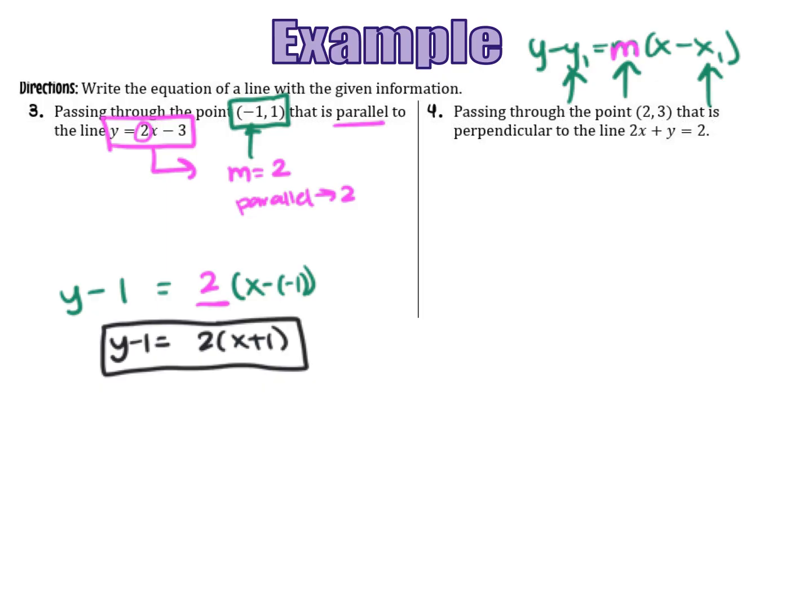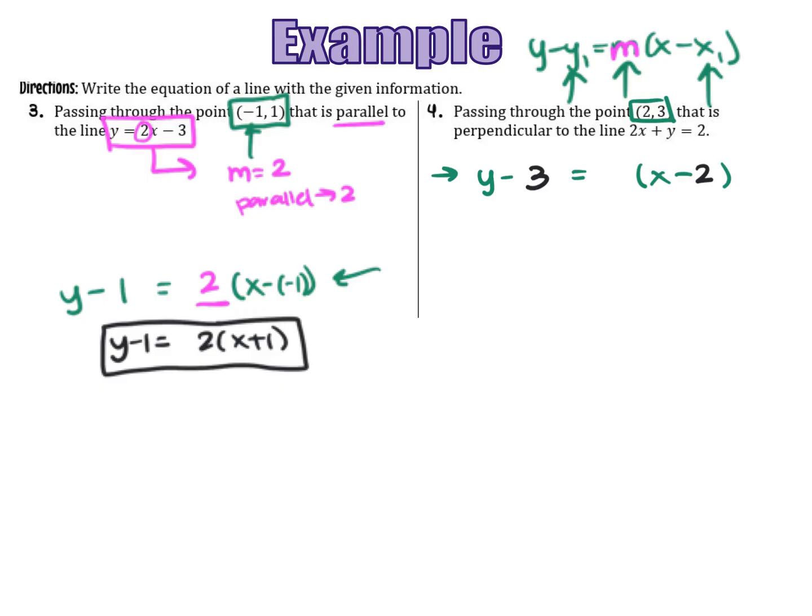If we look at number 4, before we even jump into parallel and perpendicular, we're going to identify the point, and I actually want you to just set up what you know without the slope, like I did over here for number 3. Okay, hopefully you had time to do that. So I'm going to say y minus something is going to equal the slope, which I'm leaving for now, times x minus something. The x value of this point is 2, and the y value of this point is 3.